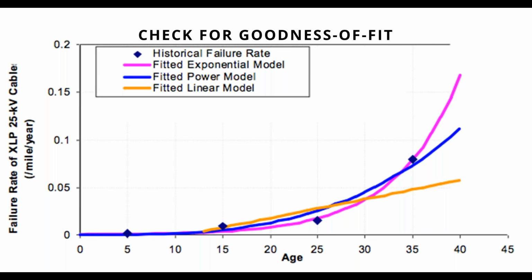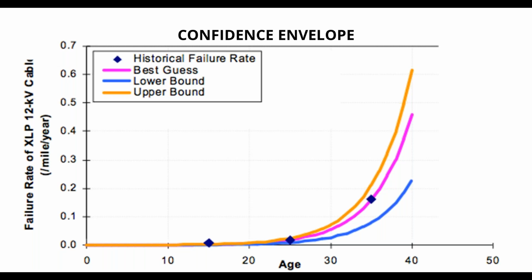We do only have 4 data points, and so another thing that we did in this analysis is we came up with a confidence envelope. We said, well, reasonably, how good could it be? Reasonably, how bad could it be? And so we're going to do all of our analysis based on this upper and lower bound in addition to our best guess.